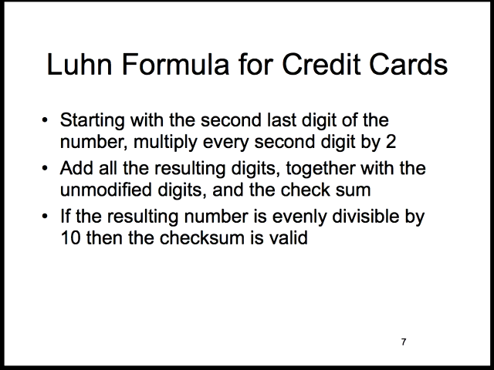And it's an algorithm that you use. So, starting with the second last digit of the number. Now the reason you do that, by the way, is if the last digit is the check digit, typically you don't fiddle with that. So if ever you're trying to remember what the algorithm was, you don't really multiply or do anything to the last digit. You leave that alone. So starting with the second last digit, you go every second digit, and you multiply it by 2.